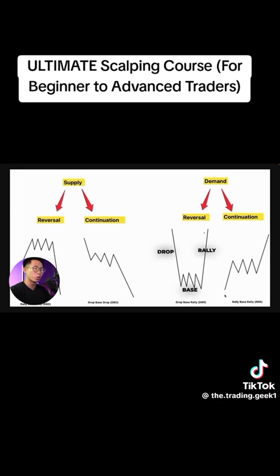And then for your demand zones, this is what a reversal will look like. Your drop base rally. So it's basically when price drops, starts consolidating, and starts reversing and heading back up. And then for your continuation, it's basically your rally base rally. It's when price goes up, consolidates, and then continues going up even further.